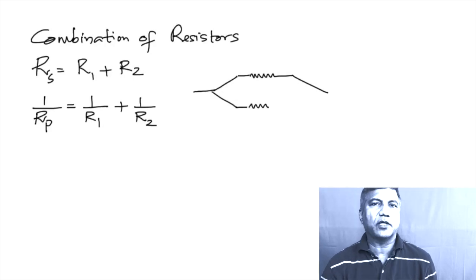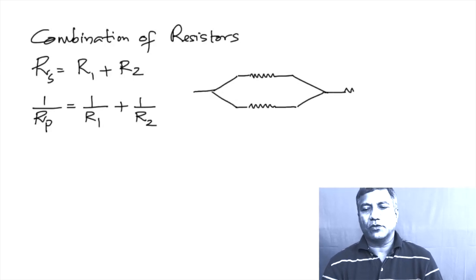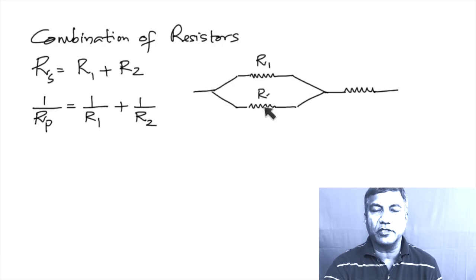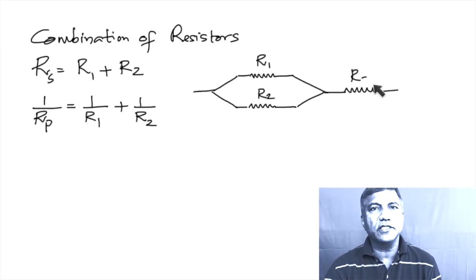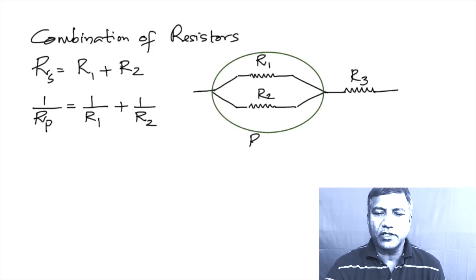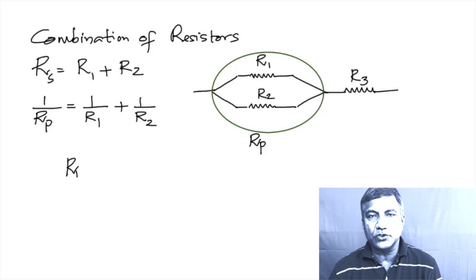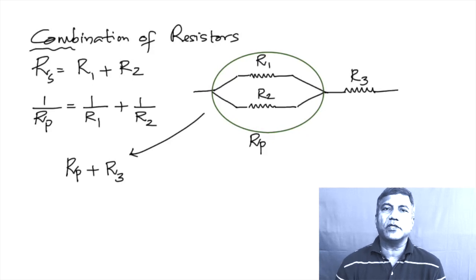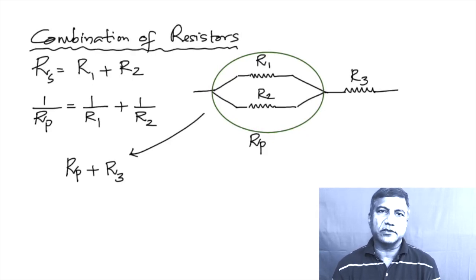Now remember to take the inverse after you do these calculations, because we're not looking for 1 by Rp, we're looking for Rp. And so this is a mixed connection, because you can see these two are in parallel and this is in series. So in order to calculate that, first you'll have to calculate the value of those two because they are in parallel, and I called it Rp, and then Rp plus R3 will give you the total resistance.